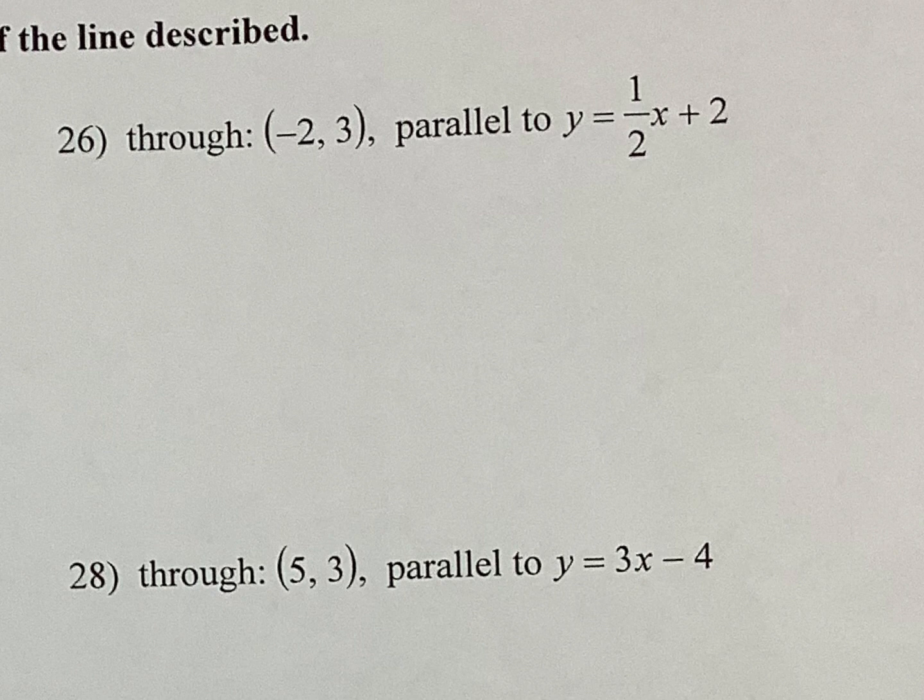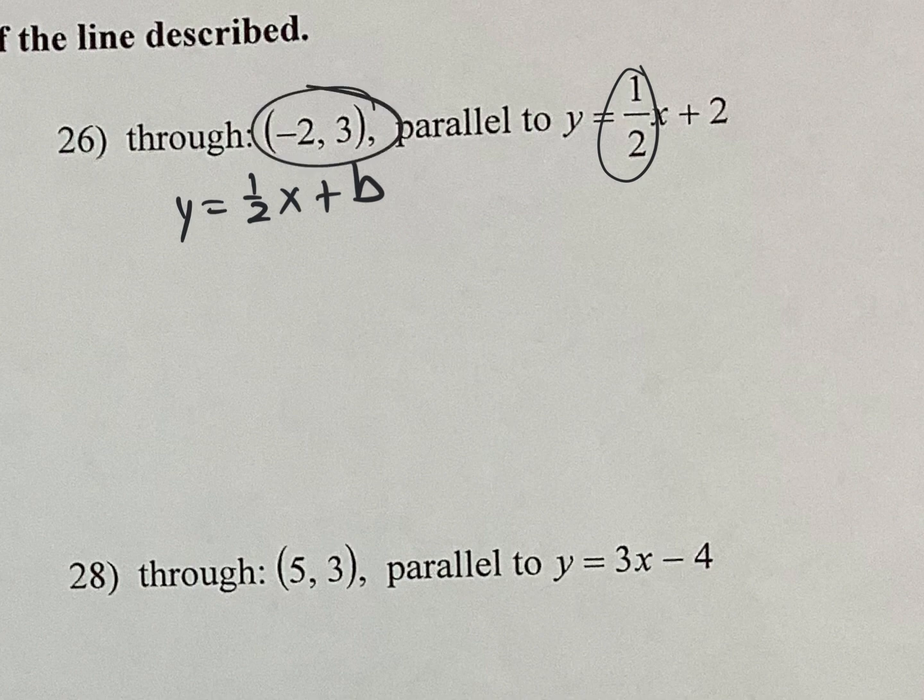So we want a parallel line to this equation. So that's our slope. Step 1, find the slope. Rewrite the equation. Y equals 1/2 x plus b. And now we need to find b. And they gave us 1 point on our line. So that's your x and your y. Step 2, substitute that in. Y is 3. X is negative 2.